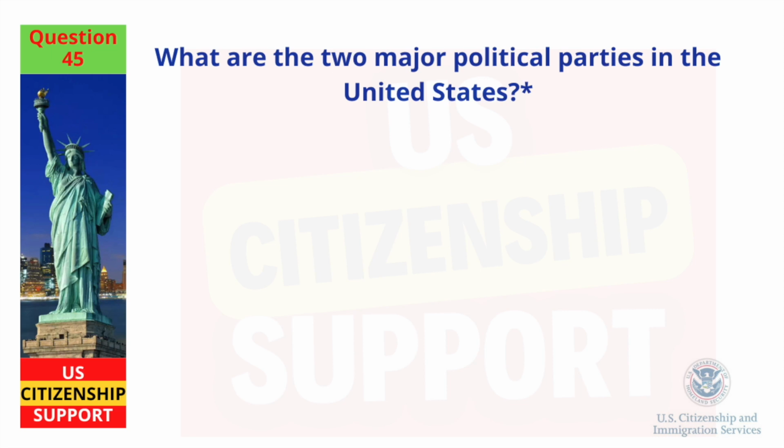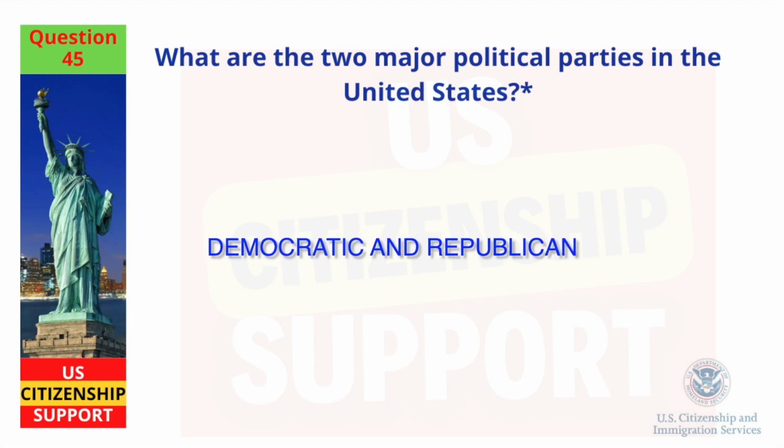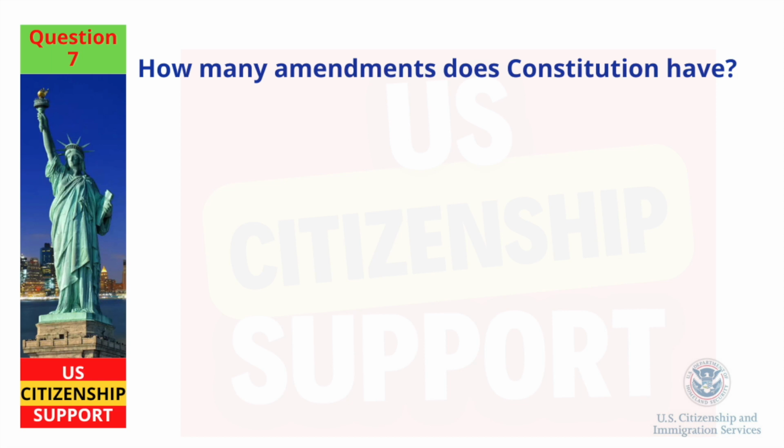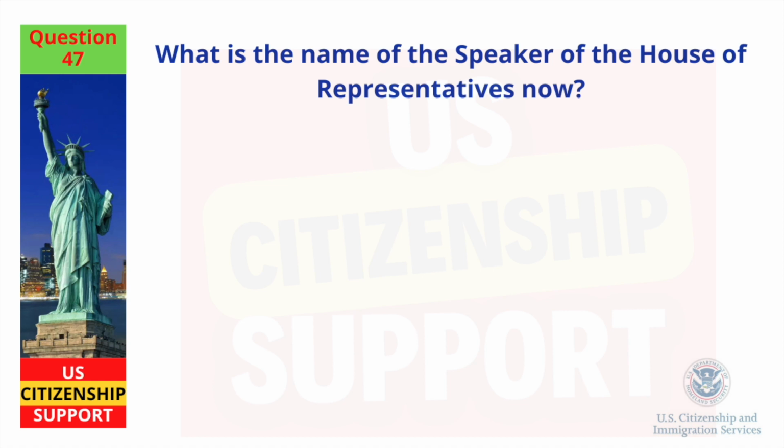What are the two major political parties in the United States? Democratic and Republican. What is the name of the national anthem? The Star Spangled Banner. How many amendments does the Constitution have? 27. What is the name of the Speaker of the House of Representatives now? Kevin McCarthy.